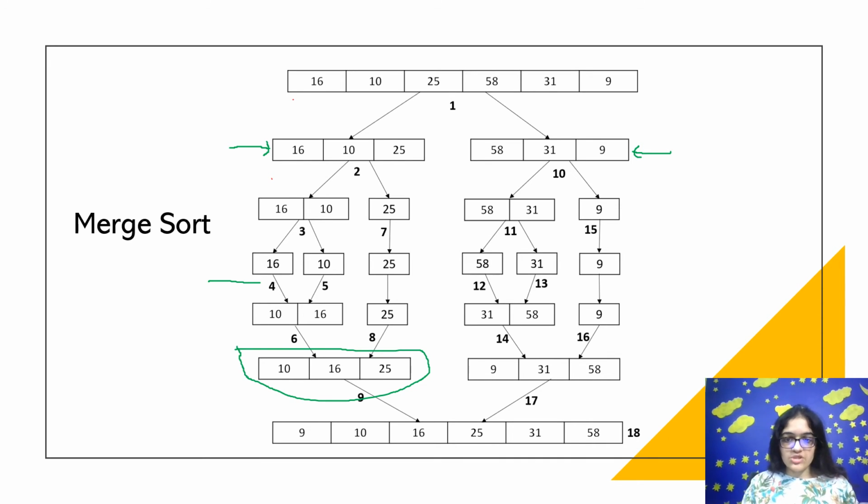That is, first we will divide until the size becomes 1, and when the size becomes 1, we will start combining the values. And here the right side also gets sorted. Now we would combine both these subproblems to find the original solution. So this comes out to be the sorted solution to the problem.